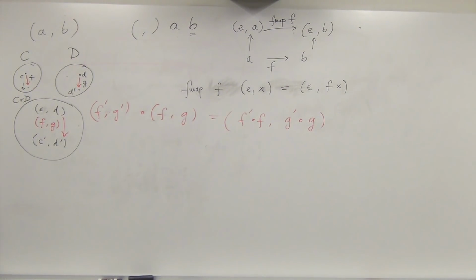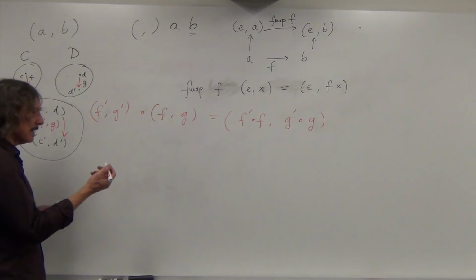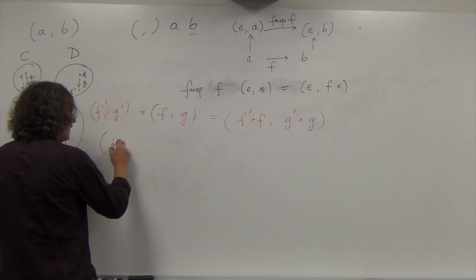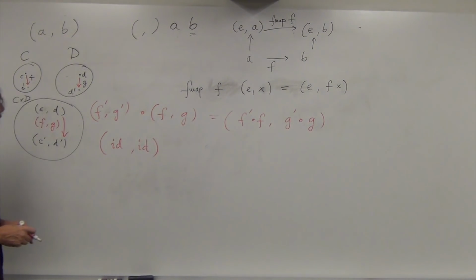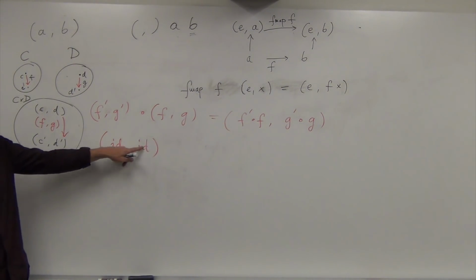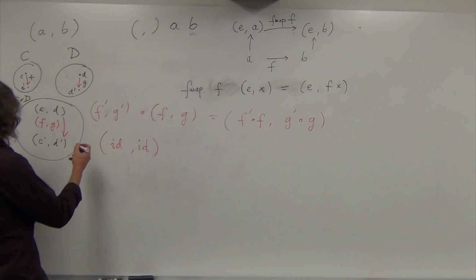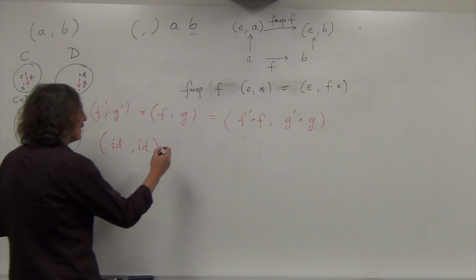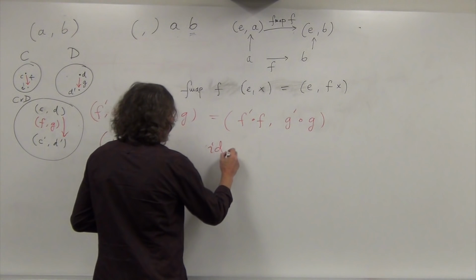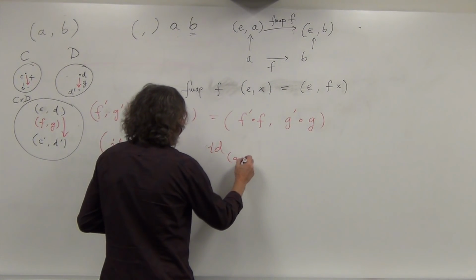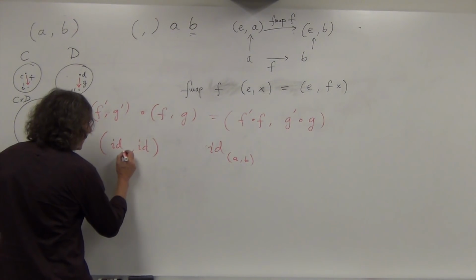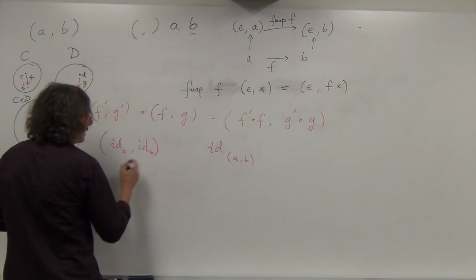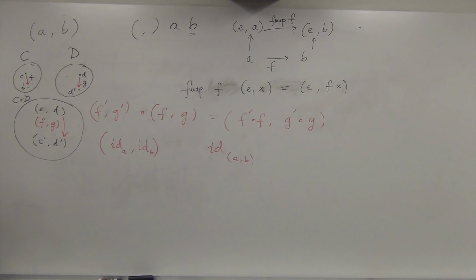Do I have an identity morphism? Right, an identity morphism would be ID, comma, ID, right? This is an ID in C, this is an ID in D. So if I have an ID at a pair (A, B), it's created from ID at A and ID at B, right?